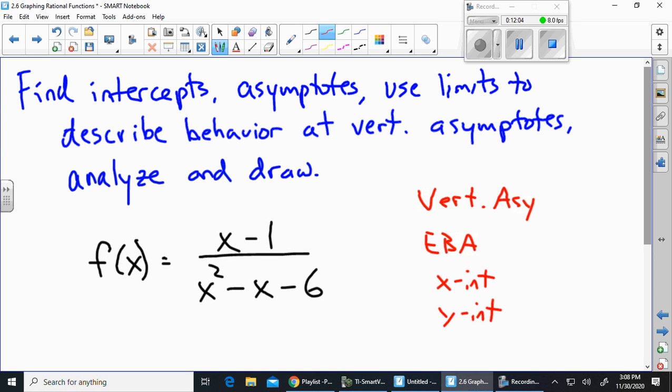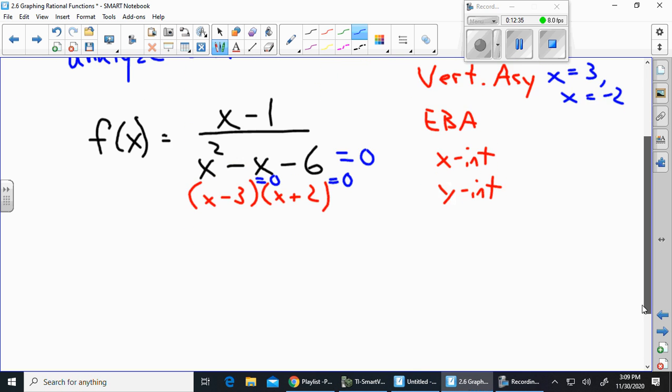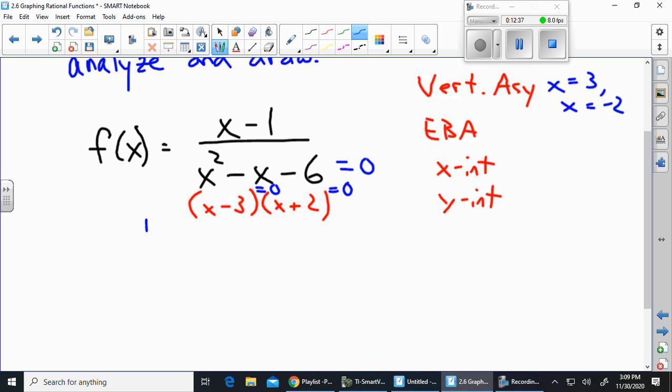So first thing you're supposed to do is factor. If this is x minus 3, x plus 2, there is no common factor, so there's no hole. For the vertical asymptote, I'm supposed to set the bottom equal to 0. I already factored. I actually have 2 vertical asymptotes: x equals 3, x equals negative 2. And I could sketch those as I go, negative 2 and 3.